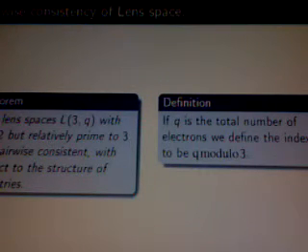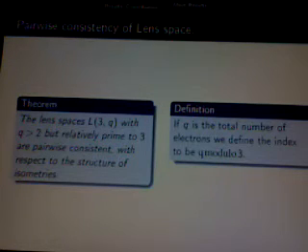So this leads us to the following definition. If Q is the total number of electrons, we define the index to be Q modulo 3.